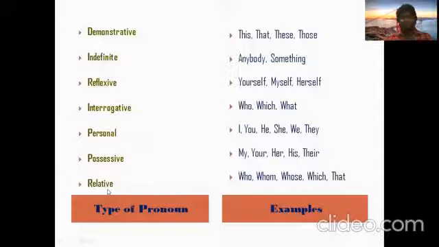So why are we learning these types of pronouns? We, the people, are supposed to use the exact pronoun according to the noun which is given in the sentence as a subject. So for that sake, we are supposed to go through the types of pronouns. If you're not going through these types of pronouns, we're not going to use an appropriate pronoun when it comes to sentence correction or sentence setting. So as you are seeing, these are the types: demonstrative, indefinite, reflexive, interrogative, personal, possessive, and relative.